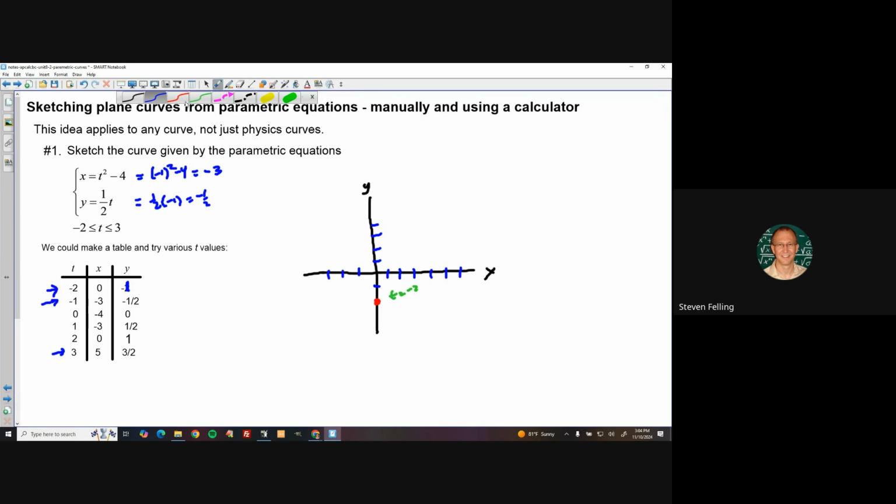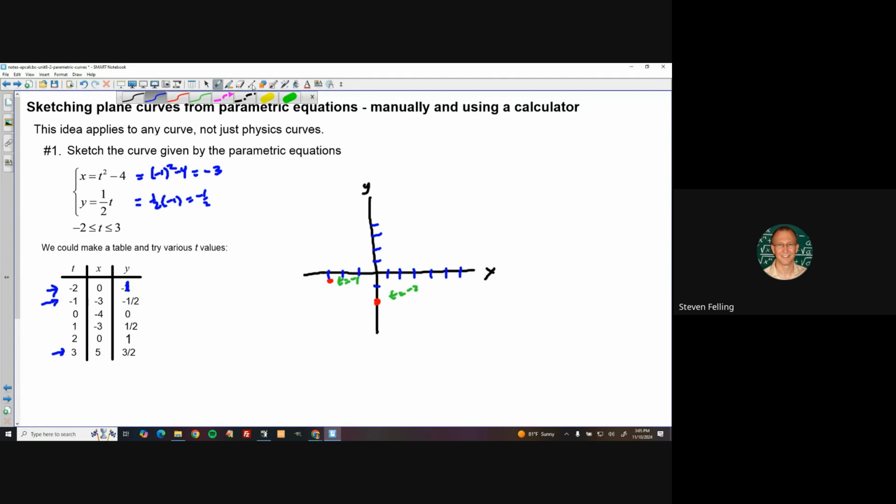Okay, so I would be at the location -3, -1/2... That's right. Yeah, I would be at -3, -1/2, so right at this location when t is -1. Okay, and I can continue doing this.